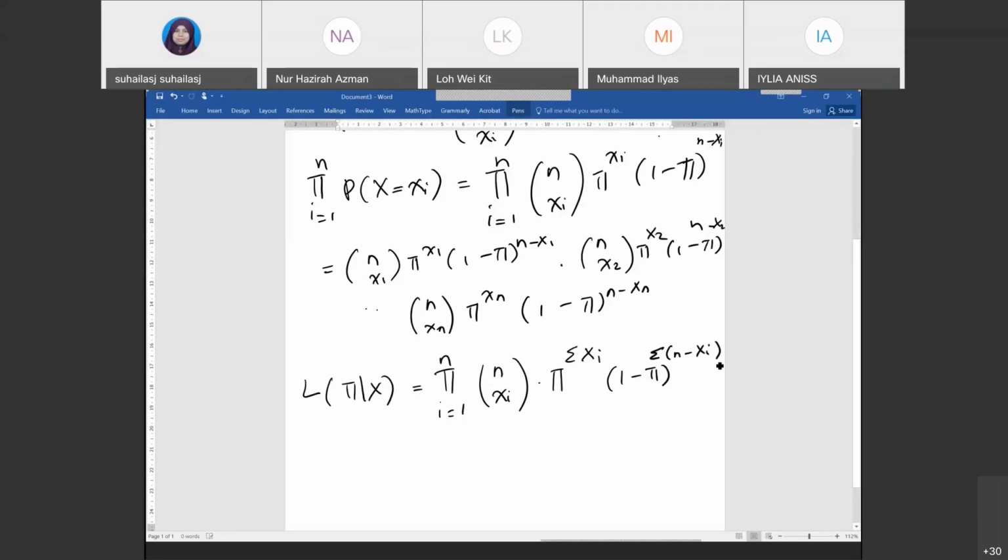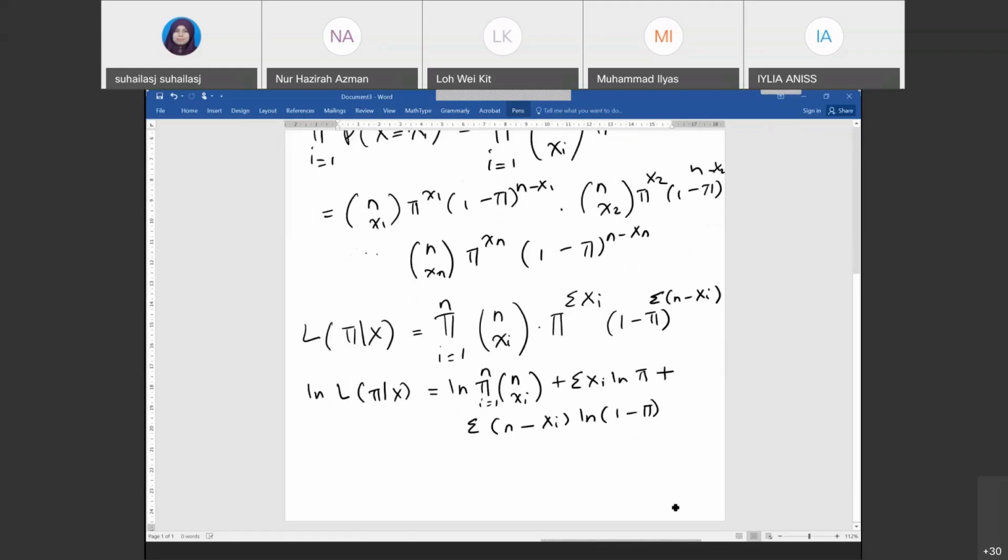Dia pelik sikit lah. Kita ada n. Okay, tapi kita ada summation. Sebab dia ada n minus x1, n minus x2, n minus xn. So you will have summation n minus xi. Okay. So the rest tu samalah. Kamu ada ln. So kamu akan ambil ln L pi x. Okay. So just tambah the ln product n choose xi ni. Okay, product i equals 1 up to n, plus summation xi ln pi plus summation n minus xi ln 1 minus pi.